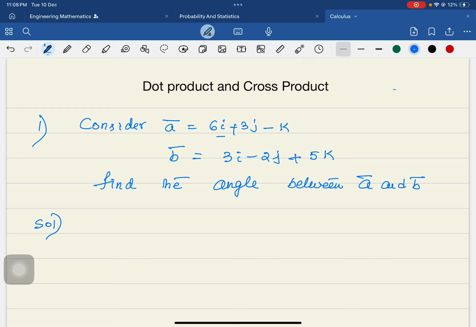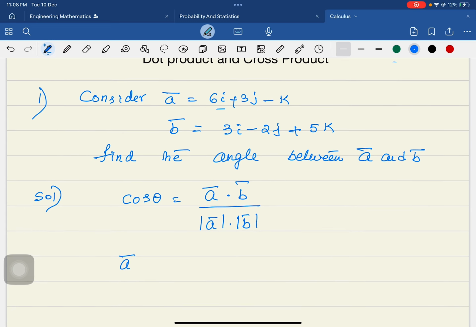What is the angle between the two vectors? Cosine theta, where theta is the angle between the two vectors, is given by A dot B over mod A multiplied by mod B. This is the formula you know already. So what is the dot product of these two vectors?